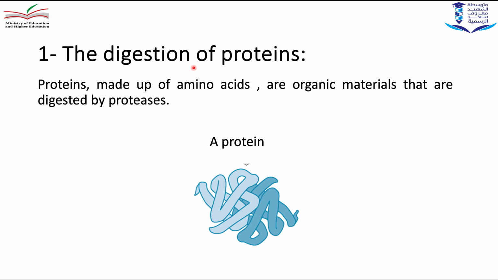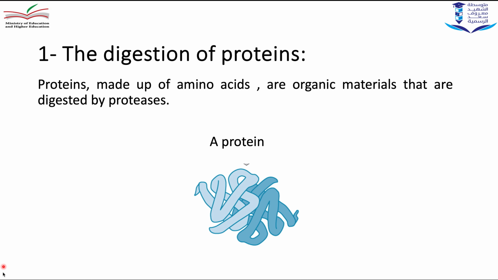So you have to focus from this slide here. Proteins are made up of amino acids. The proteins, made up of amino acids, are organic materials that are digested by proteases. The proteases are a class of enzymes specific to digest proteins. As we saw, protein is made up of amino acids, an organic material, since it's made up essentially of carbon atoms as we studied in the first activity.